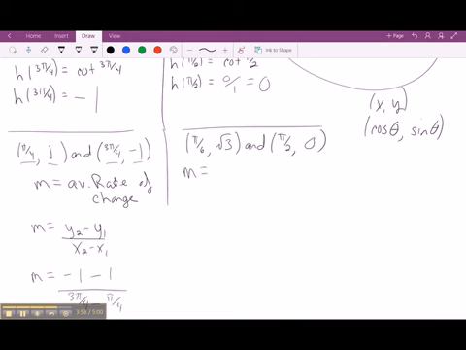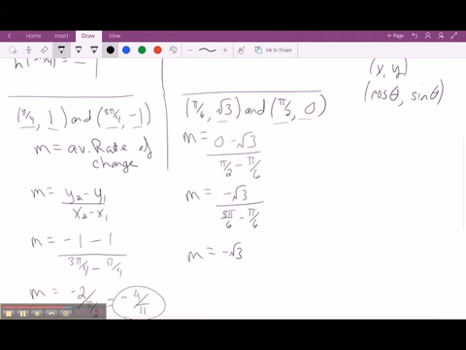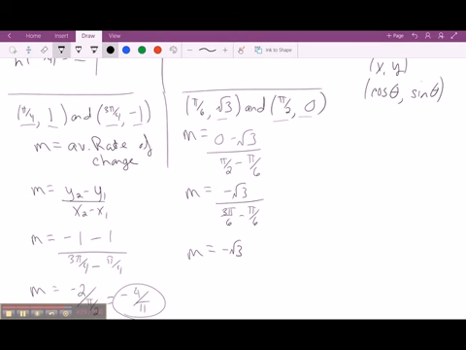The second one, we'll take 0 minus square root of 3, and then put that over pi over 2 minus pi over 6. So we have negative square root of 3 over, what, a third. If you get a least common denominator, you have 3 pi over 6 minus pi over 6. So that is 2 pi over 6, which is a third pi. So we would get negative 3 square roots of 3 over pi. And then those are your exact answers on those.